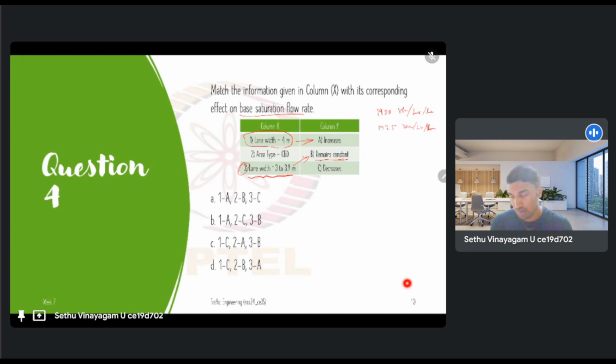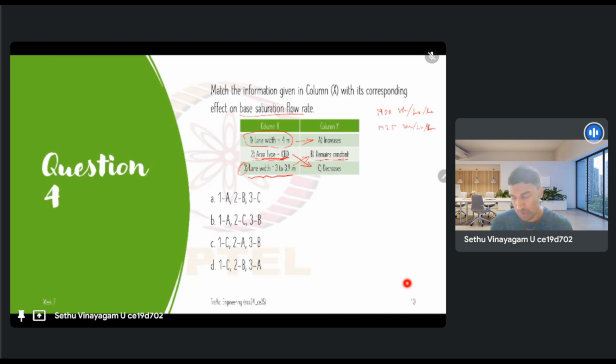And finally, we are looking at area type of CBD, right? So again, for CBD areas, that's not what we usually assume in our base saturation flow rate. And again, in the city centers or the central business districts, we'll generally have a lower saturation flow rate, right? So therefore, it should be decreased from whatever is the base saturation flow rate, right? So therefore, this is the right matching.